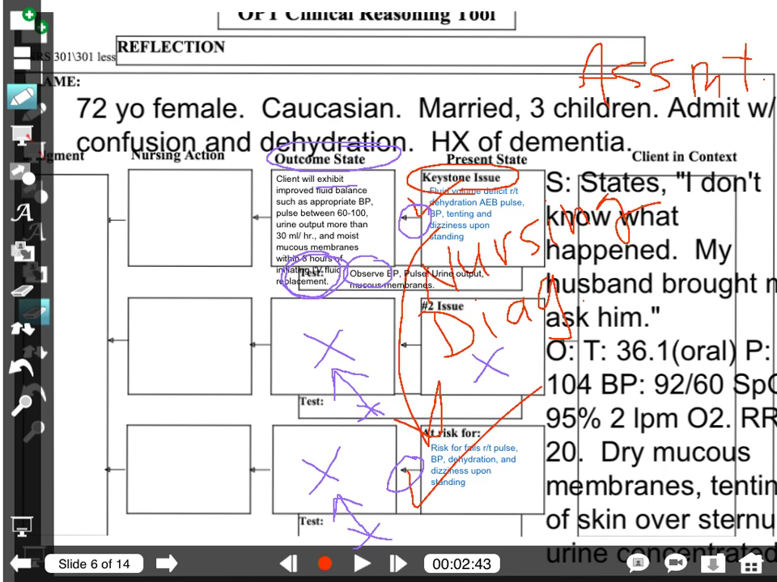If the outcome statement says client will verbalize, then your test statement would say ask client or talk with client, okay? So this is just meant to show you that the outcome statement derives from the keystone issue. The keystone issue derives from the client story, and the test statement is directly linked to the outcome statement.